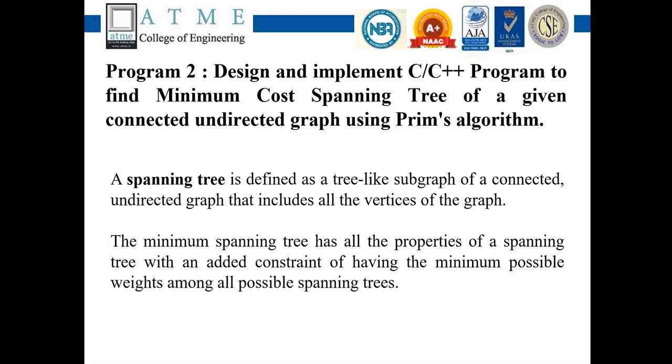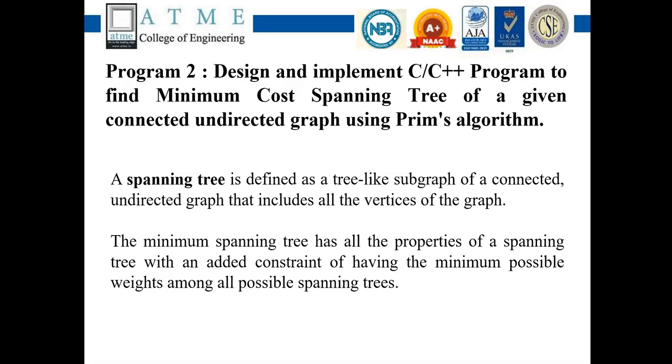Today we are going to learn about program number 2, that is, design and implement a C or C++ program to find a minimum cost spanning tree of a given connected undirected graph using Prim's algorithm. Okay. So first, the main objective of this program is to find a minimum cost spanning tree in a given graph.